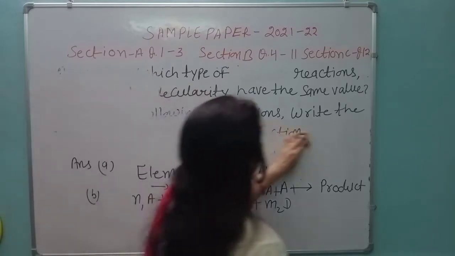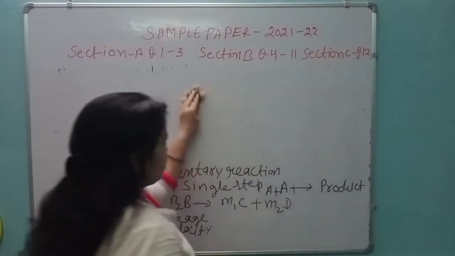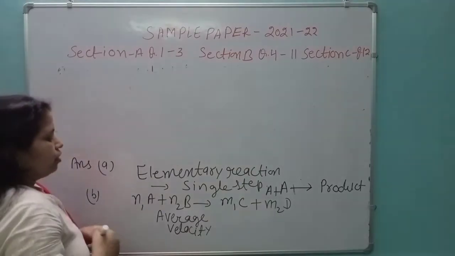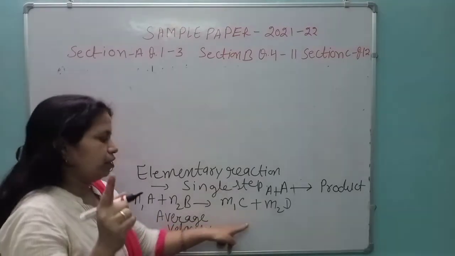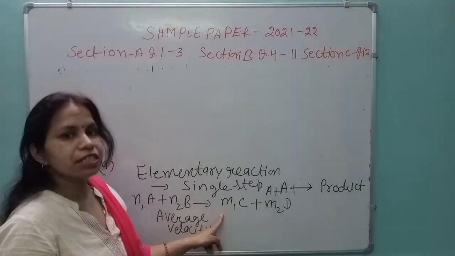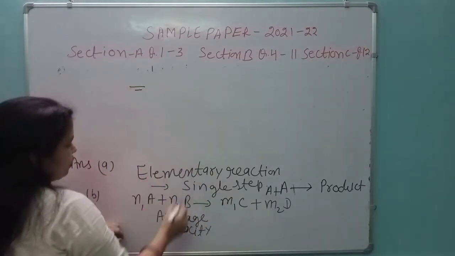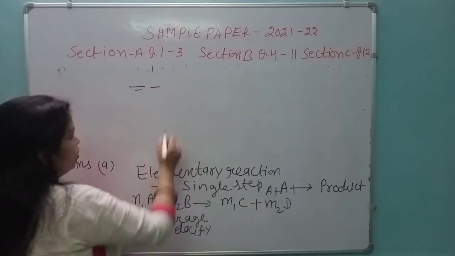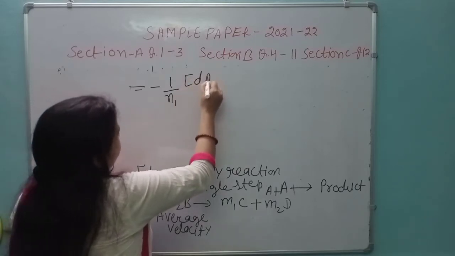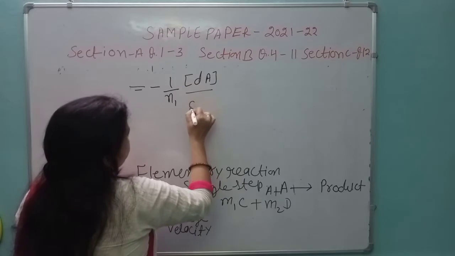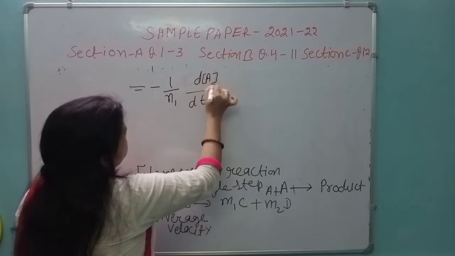So the second question is the average velocity. Reactant converts into product. According to time, the reactant will decrease and the product will increase. So how to write the average velocity? Rate of reaction is minus 1 upon n1 dA upon dt. You can write it as dA upon dt.